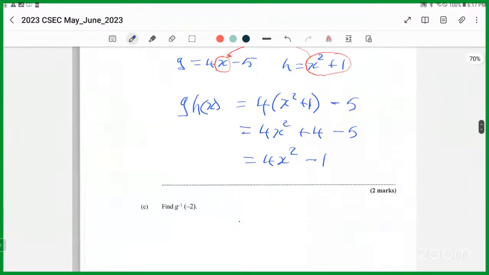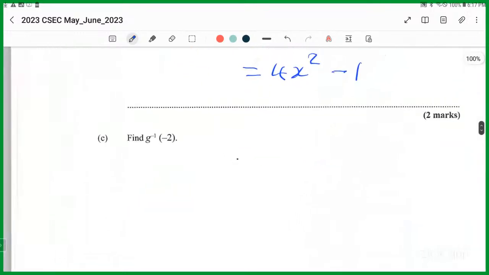Good. Then they want g to the minus 1 of negative 2. Then we do it 2 ways. You can find g to the minus 1 of x first and then plug in the negative 2. Or we can make g to the minus 1 of negative 2 equal some unknown value and find the value. Let's do the method 1.